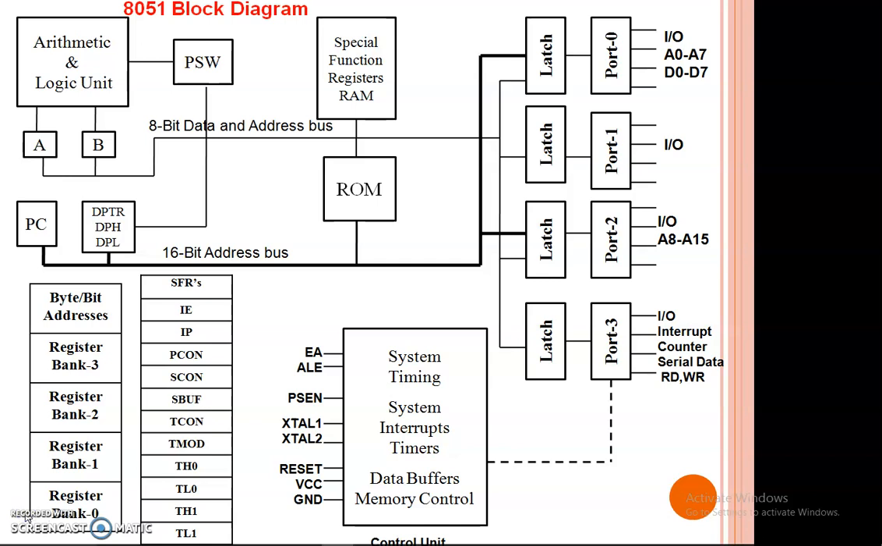Now coming to the buses. Here 8051 has an 8-bit data bus and a 16-bit address bus. ALU, RAM, ROM, 4 ports, and A and B registers are connected to the 8-bit data bus. PC, DPTR, ROM, port 0 and port 2 are connected to the 16-bit address bus.